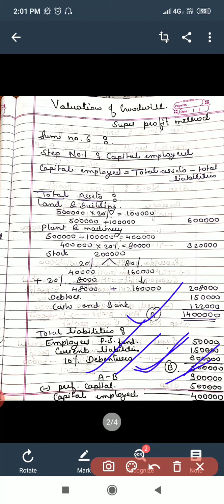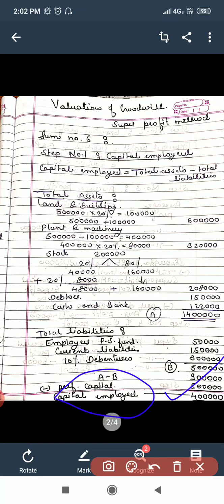Before we proceed to the calculation of goodwill, it is obligatory on the part of the company to make the payments to the preference shareholders. That is why, even if no information related to this has been provided, we will deduct the preference share capital of rupees 5 lakhs from our net asset. So now we will have rupees 4 lakhs ultimately as our capital employed.